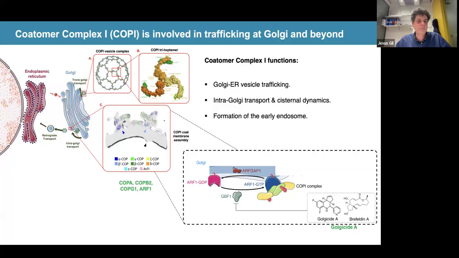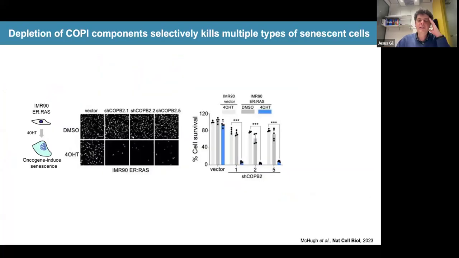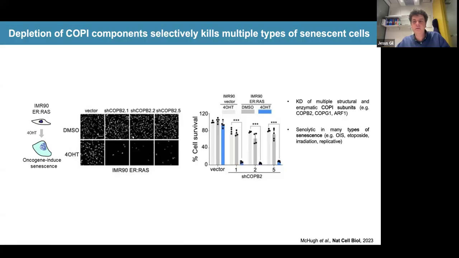viability of senescent cells. And this is an example of the results. This is the model of oncogene-induced senescence, normal cells on top. What we are seeing here is DAPI staining of the nuclei, senescent cells in the bottom. When we knock down with 3 different shRNAs against COPB2, we see that we are selectively killing the senescent cells, but not the normal cells. And this is the quantification. This is true for knocking down multiple COPI subunits, COPB2, COPG1, ARF1.